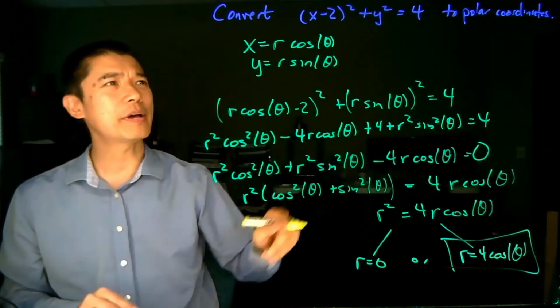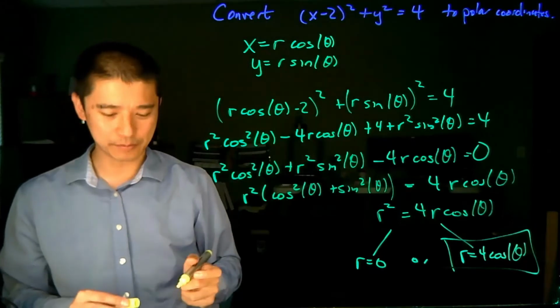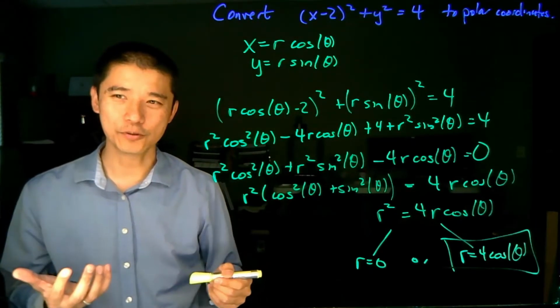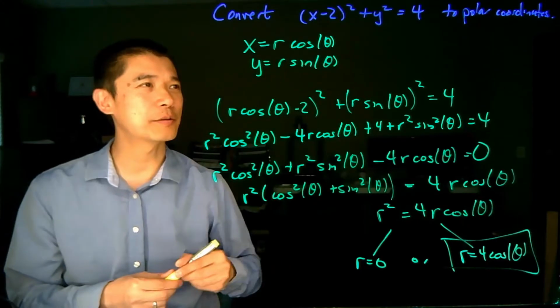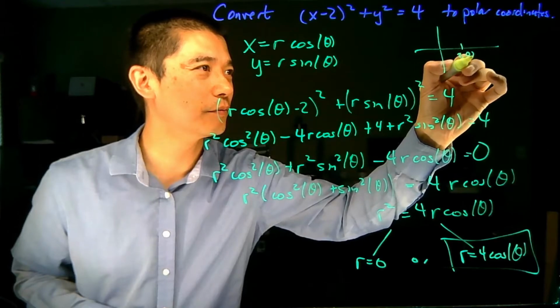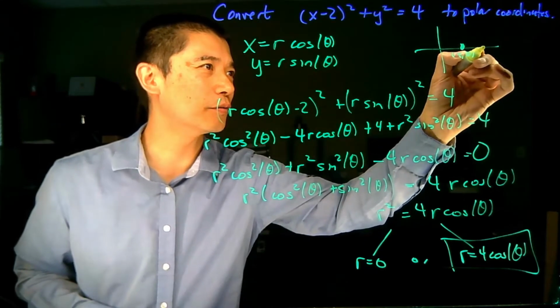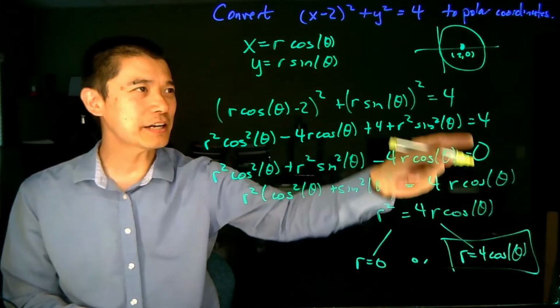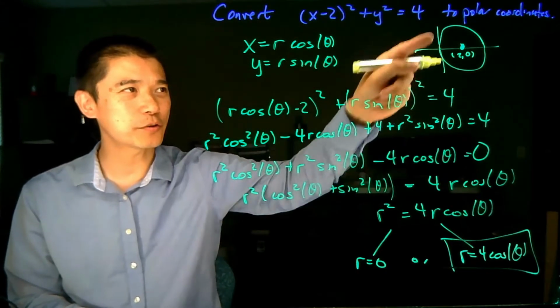Now what's interesting about this is that we should be able to recognize this shape. If you think about it, x minus 2 squared plus y squared equals 4. That's a circle of radius 2 centered at the point 2, 0. So here's the point 2, 0, a circle of radius 2. So this formula right here is actually the polar coordinate formula for a circle centered at that particular point.